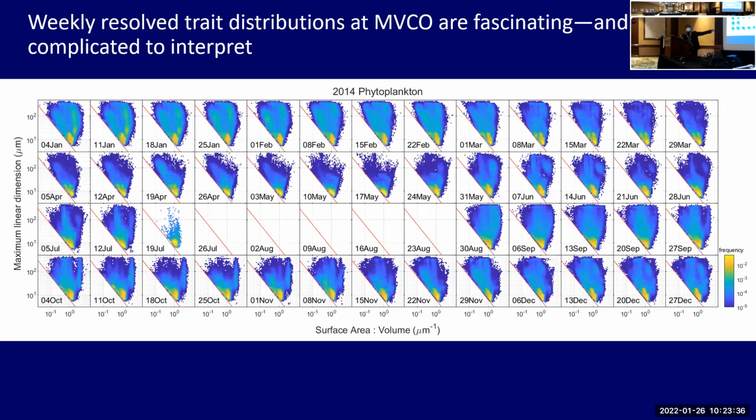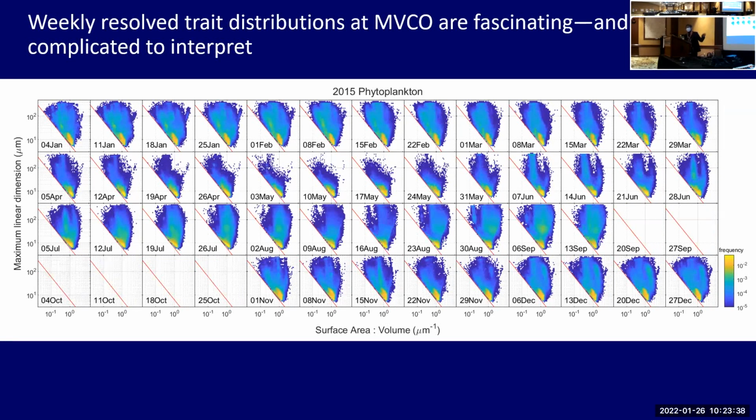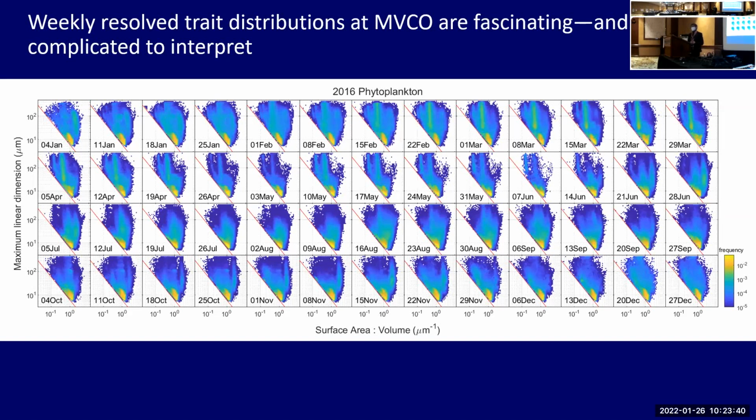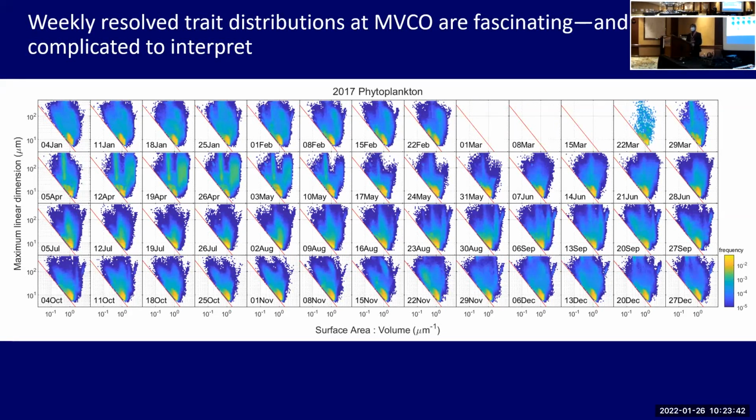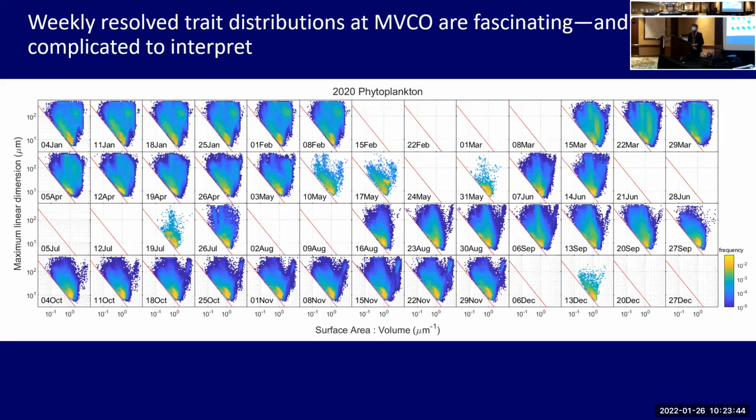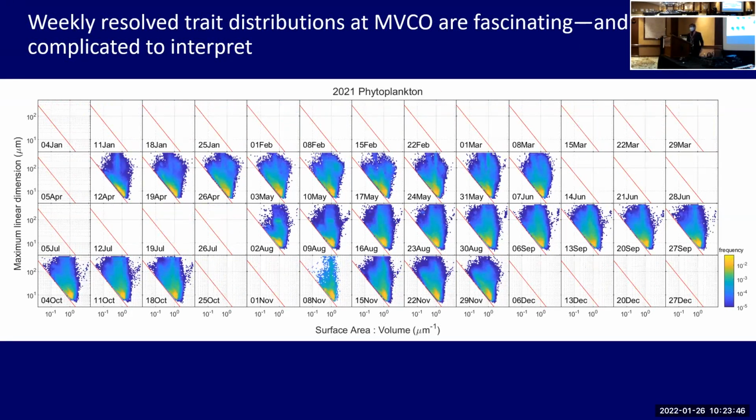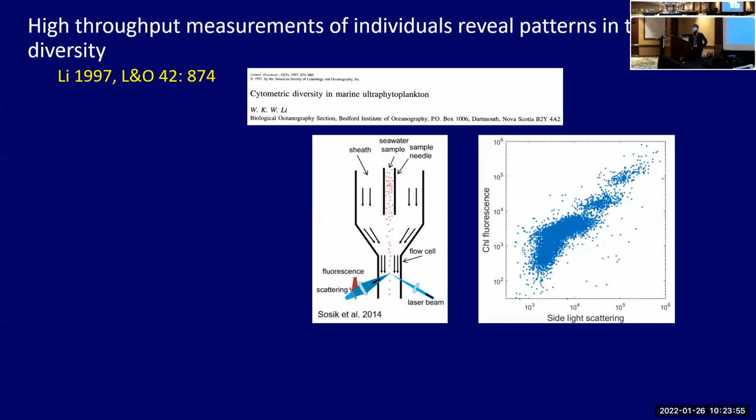We could talk for a long time about all the information that's captured here. It's fascinating. There's all kinds of cool patterns, and it's kind of overwhelming and complicated to interpret. And as I was looking at these, I was reminded of the second paper that I want to turn to. Also important work, I think, put forward by Bill Lee in the late 90s.